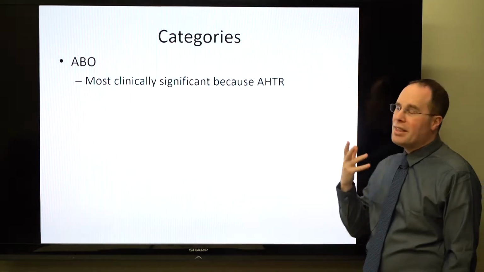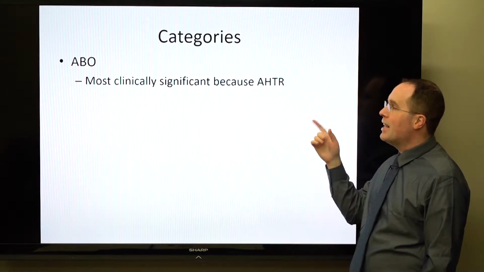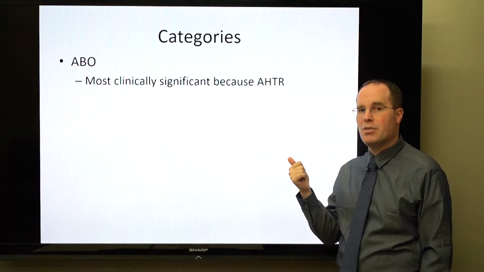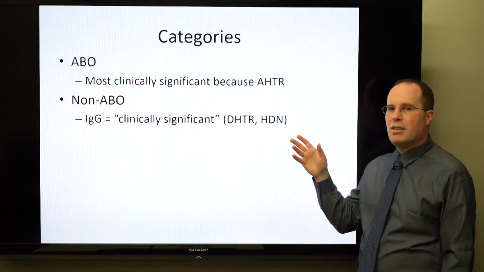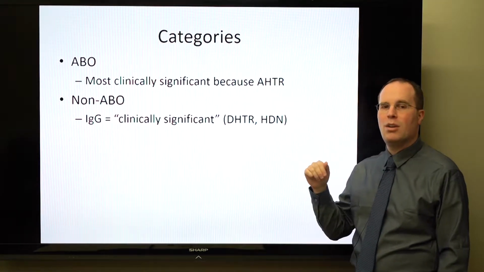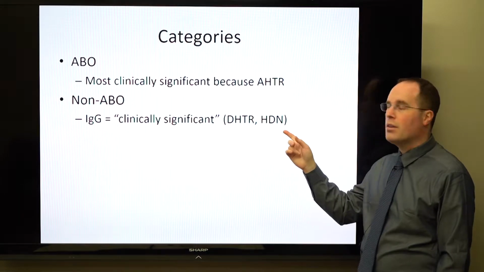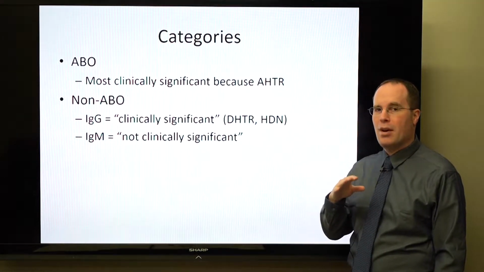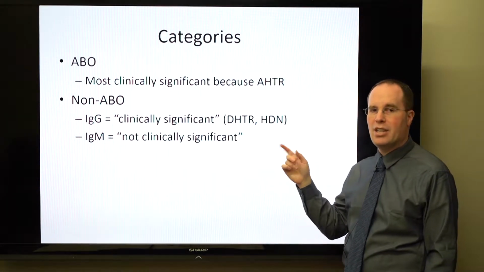So, the way I think about grouping categories of red cell antibodies is, first of all, we have the ABO category. That's the most clinically significant because an ABO incompatibility in a red cell transfusion can cause an acute hemolytic transfusion reaction. Then I also think about non-ABO antibodies. And there are, broadly speaking, 2 categories of those. One, you have your IgGs, and we usually call those clinically significant. Clinically significant in this context means this antibody can cause a delayed hemolytic transfusion reaction or hemolytic disease of the fetus and newborn. And then we have IgM non-ABO antibodies, and those are generally clinically insignificant. They don't cause delayed hemolytic transfusion reactions or HDN.